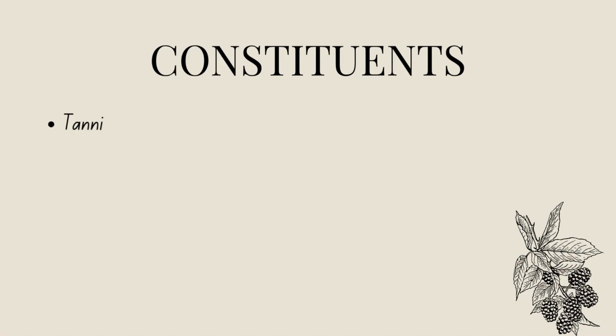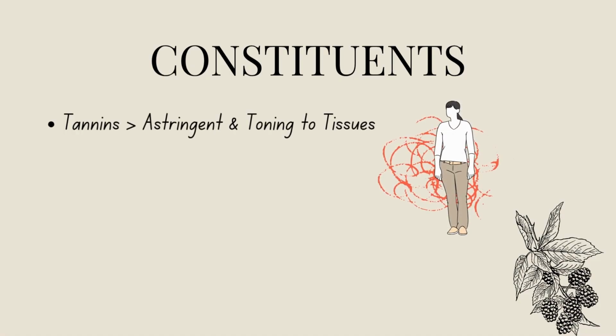The key constituents of blackberries are similar to those of raspberries. They have tannins, so they're astringent and toning to the tissues. When I think of tannins and astringency, I think of menstruation and diarrhea. If you have digestive issues and you just feel loose and leaky, astringency is going to help tighten that up. With traveler's diarrhea, when you're traveling, you get stressed out and nervous, and your gut just gets out of sorts. Well, this berry can help you get back in order.